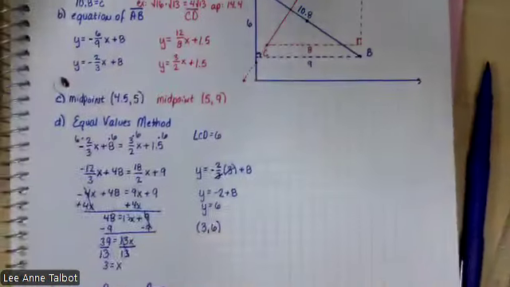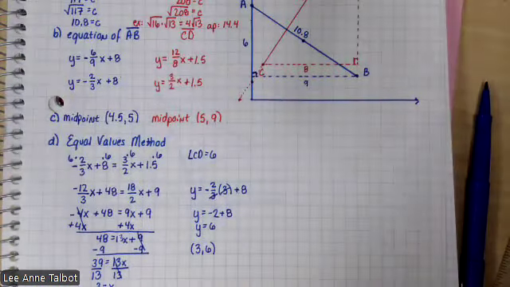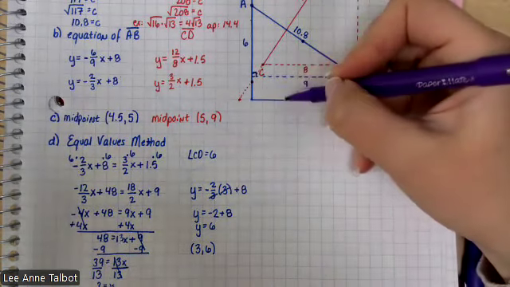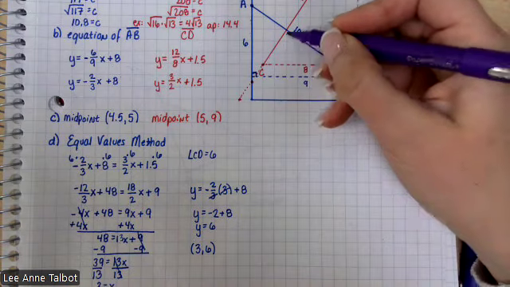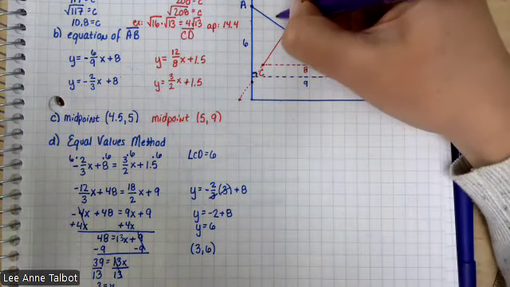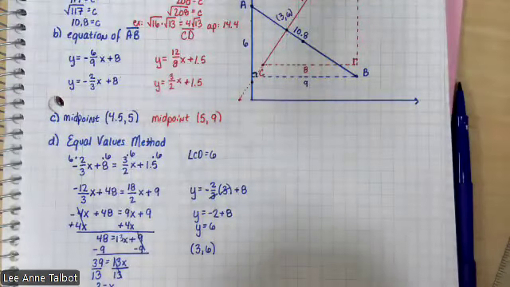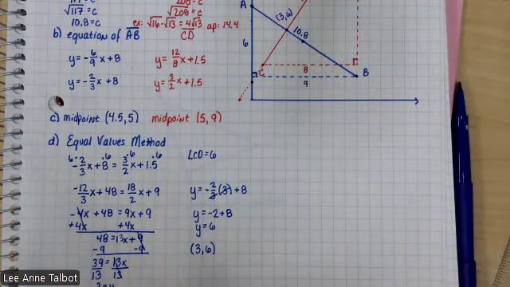Go back up to the graph and check my work. Do they actually cross at 3, 6? 1, 2, 3, 1, 2, 3, 4, 5, 6. Oh man. And I made it purple because it's red and blue make purple.